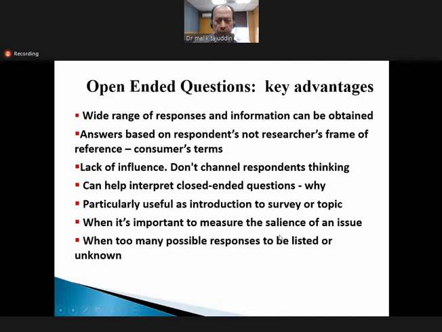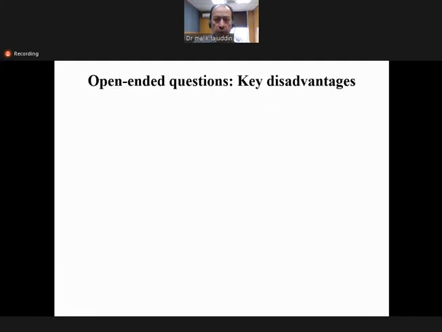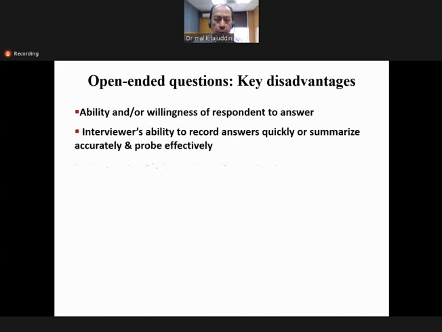When it is important to measure the salience of an issue, the silent thinking of the population that they don't share, then you go there with open-ended questions to see what they really think in their heart, instead of guiding them towards some things. When there are too many possible responses to be listed, or the responses are unknown, when you have more than 25 responses and you cannot list all of them, then you go with the open-ended question, and then again, as I said previously, you choose the 5 most common responses for your next question. And when you do not have any information and you want to find it out, you go with open-ended questions, and there they are more advantageous.